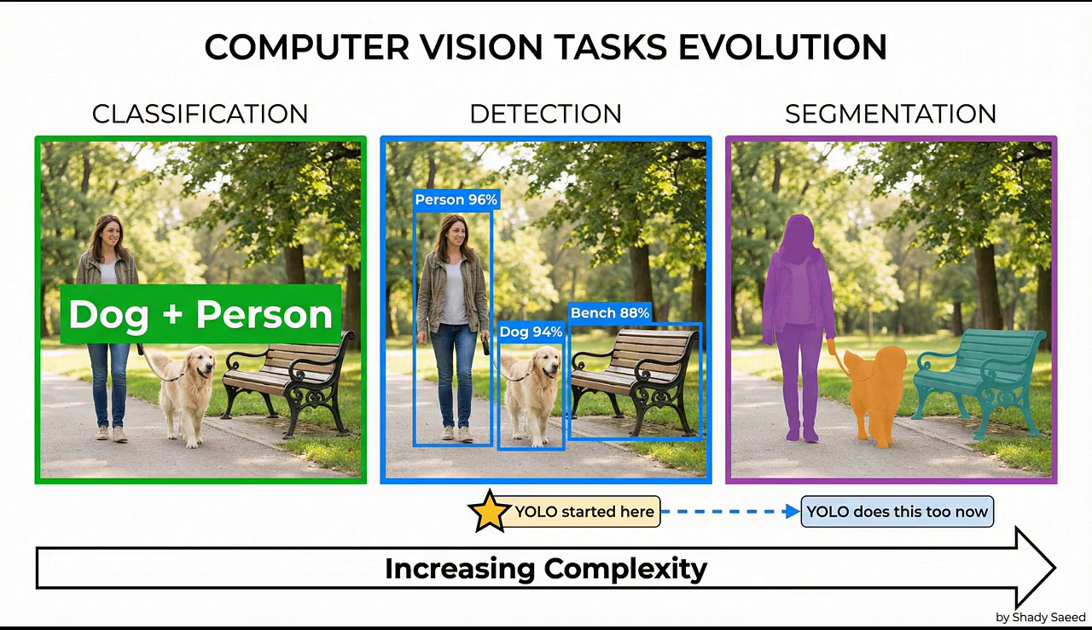Let's meet three siblings in computer vision. Classification says what is in the image, just a label. Detection says what and where, labels plus boxes. Segmentation says what, WHERE, and the exact shape, painting every pixel that belongs to an object. YOLO started as a detector but now handles all three and pose estimation too.